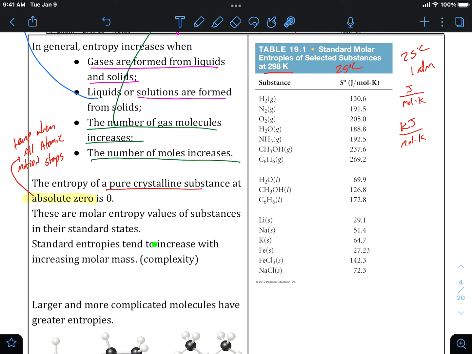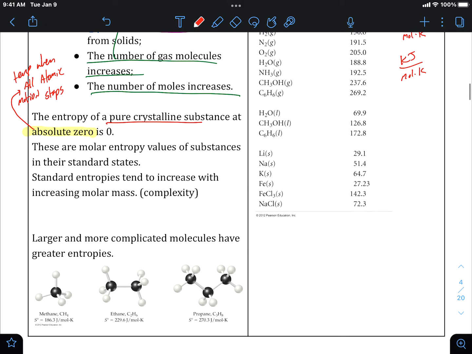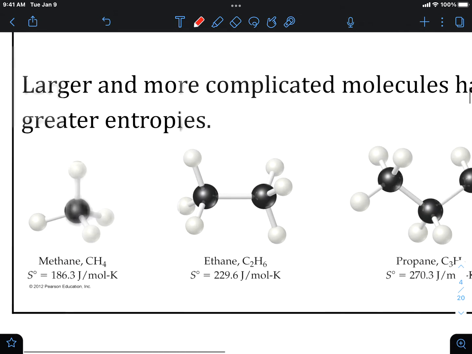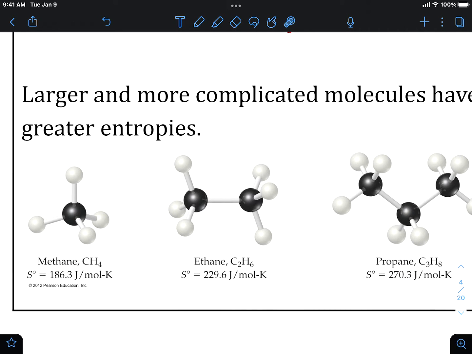Now, standard entropies increase with increasing molar mass, complexity, size. So what we mean is this. Here's methane. Methane's standard entropy is 186.3 joules per mole Kelvin. This is ethane. The reason why it has a greater molar entropy is because the more bonds that are present, the more oscillations that can take place.